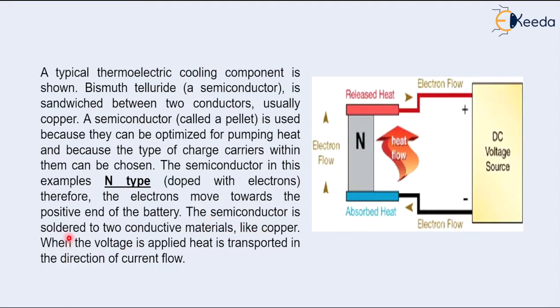The semiconductor is soldered to the two conductive materials, like copper. At this point and at this point it is soldered. That means it is a connection like a welding. When voltage is applied across these two conductors, like this voltage source we have applied, the heat is transported in the direction of current flow. Heat will be transported through this semiconductor in the direction of current flow.